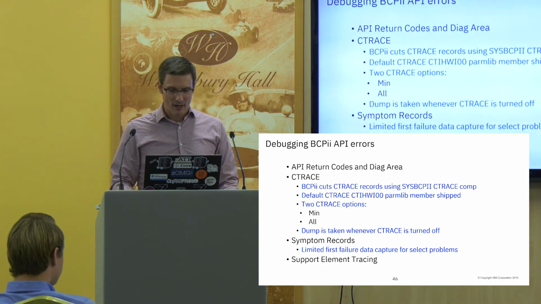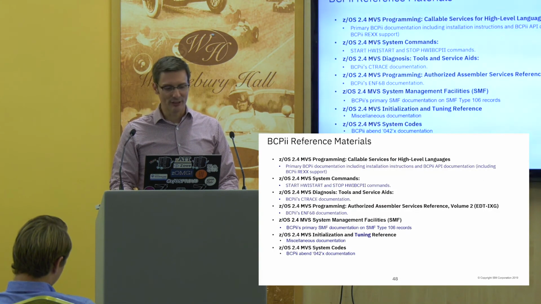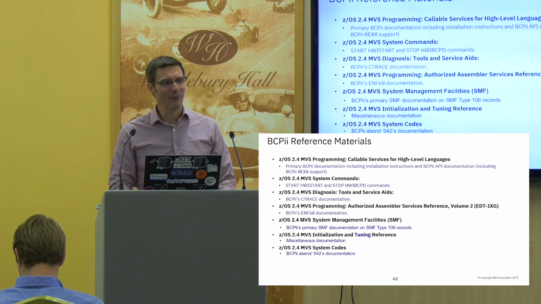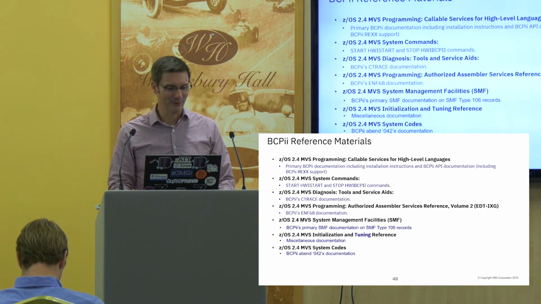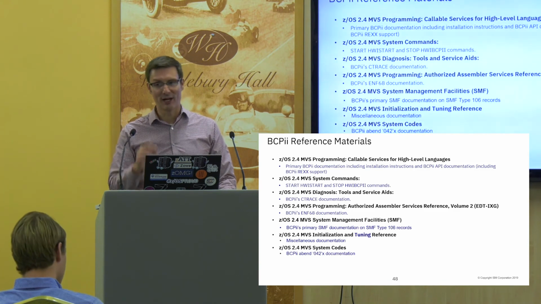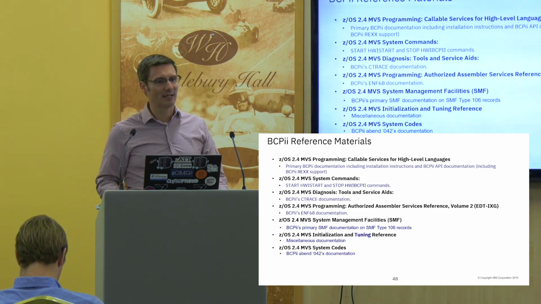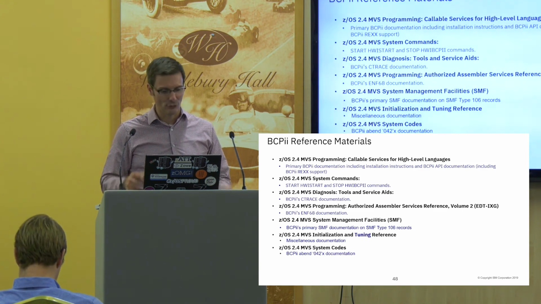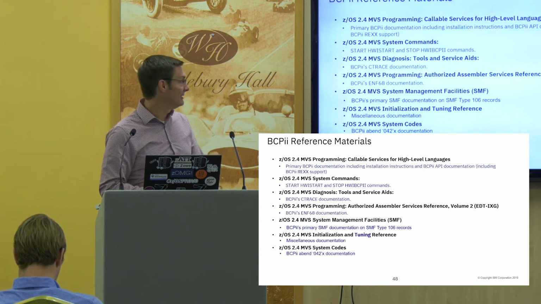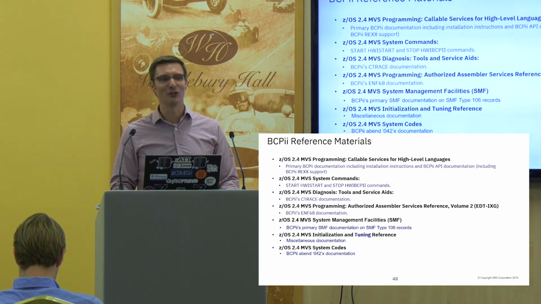Okay? All right. So for reference material, there's a bunch of places to look. This very first book, and here's the point I made about how we still use the word MVS. Here's a good example: z/OS 2.4 MVS Programming: Callable Services for High-Level Languages. That's telling you that this book is documenting things that are in the base of the operating system, in the actual core, the BCP. Okay? That book on the very top has about 95% of the documentation for BCPii. So if you look in that book first, you're good to go.